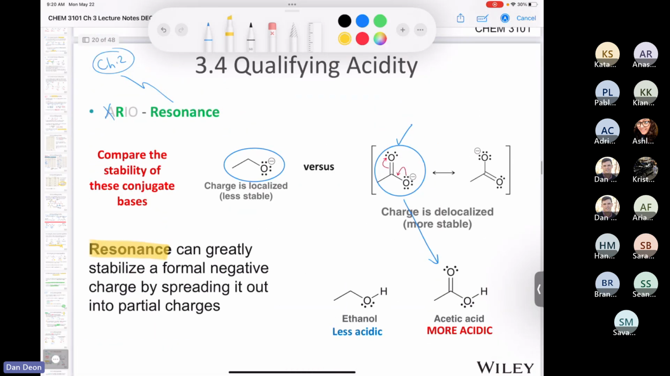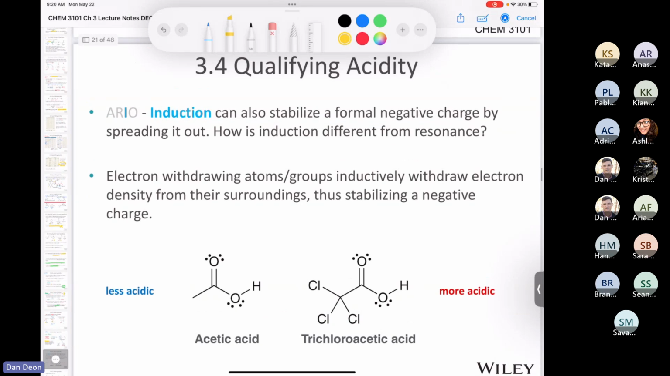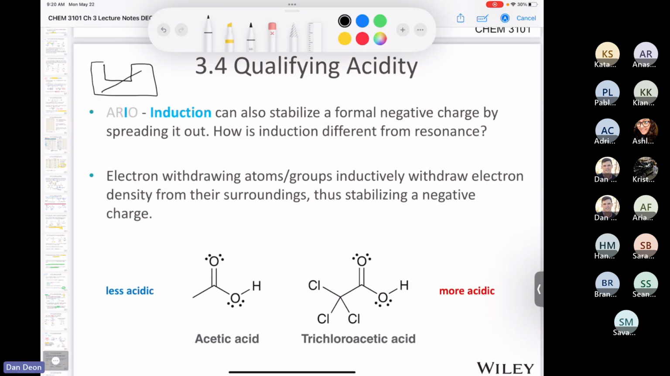So we've covered resonance. And next, we're moving on to induction. And I know that you know all about electronegativity, and that electronegativity, if I draw a little periodic table here, this is Mr. Dion's shorthand periodic table, not very good. But anyhow, you know that electronegativity increases as we go up and to the right. And so what induction does, if you remember dipole moments, is it stabilizes a formal charge just by having electron withdrawing groups, right? Because electron withdrawing groups serve to stabilize a negative charge.